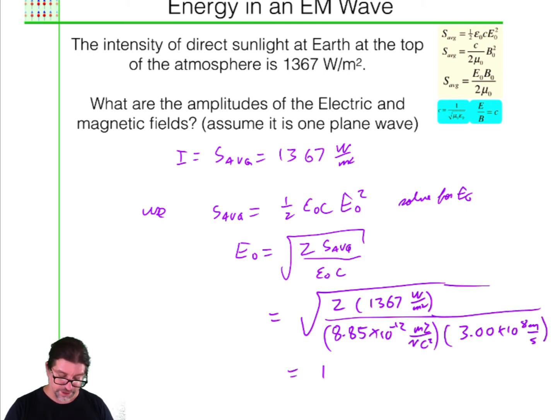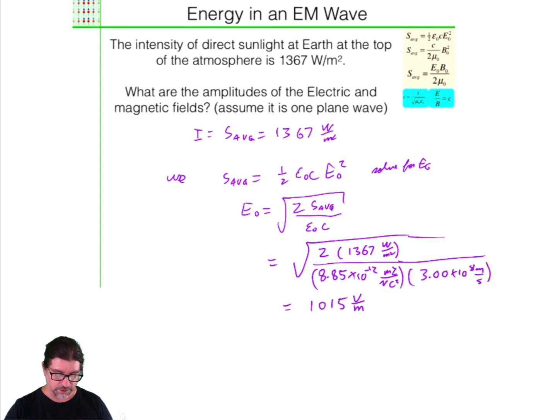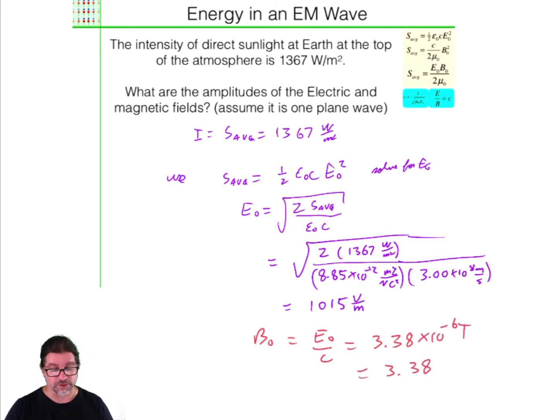And when I get all that, I get approximately 1005, and I'm going to assume the units work out. It's a long way to get those units. So that's the amplitude of the electric field. And to get the amplitude of the magnetic field, all you need to do is B naught is equal to E naught over C. And we get approximately 3.38 times 10 to the minus 6 Tesla. Or, if you want to be fancy about it, 3.38 microtesla. Okay?